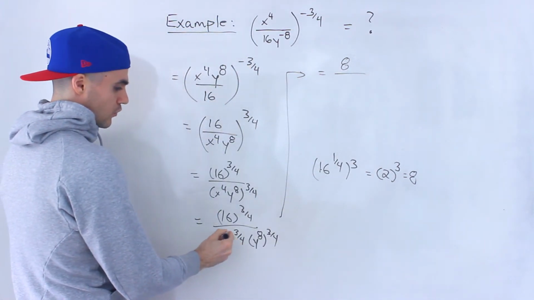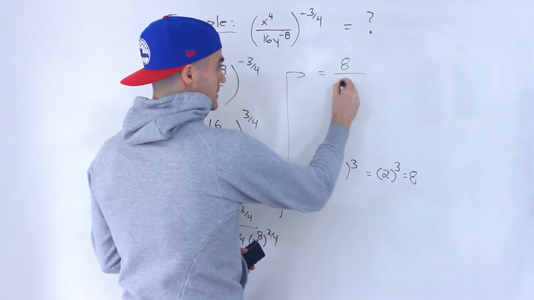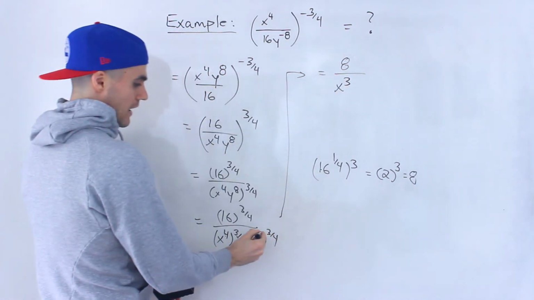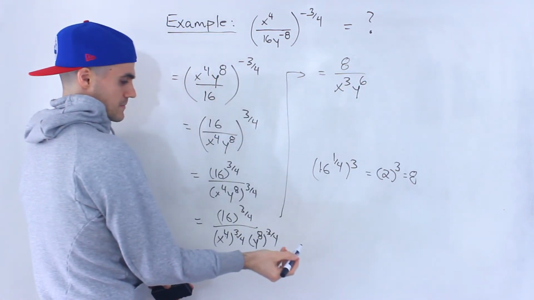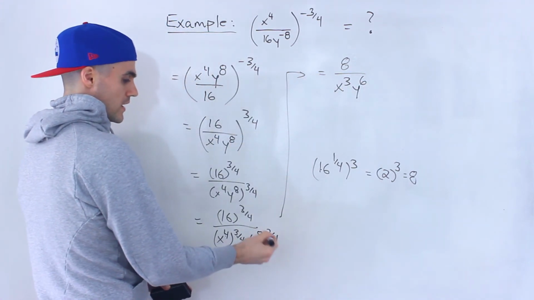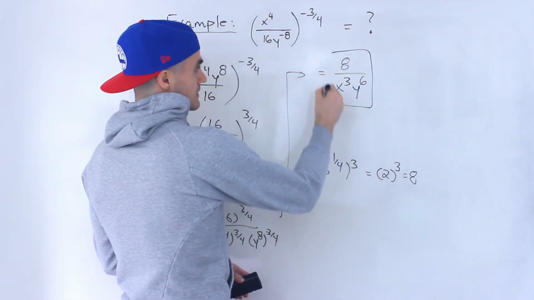And then over here, 4 times 3 over 4 is 3, right? The 4's cancel out, so we'd have x to the 3. Here, 8 times 3 over 4 would be 6, right? 4 goes into 8 twice, times 3 is 6. And so this ends up being the final answer.